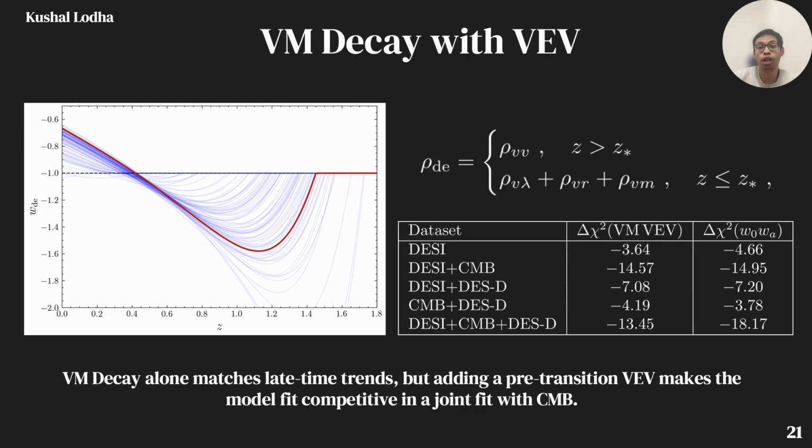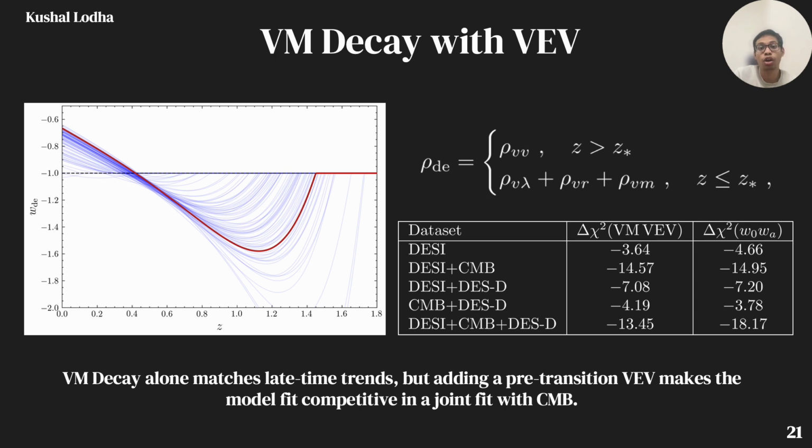Vacuum decay by itself already does a good job of reproducing late-time trends preferred by the data. But once we consider a joint fit with the CMB, this is no longer enough on its own. What helps is adding one more degree of freedom in the form of a pre-transition vacuum expectation value. This effectively gives the model an additional smooth dark energy component before the phase transition. The plot on the left shows the effective equation of state, which starts at w greater than -1, slowly transitions into the phantom regime, but then comes back to w equals -1 after the phase transition.